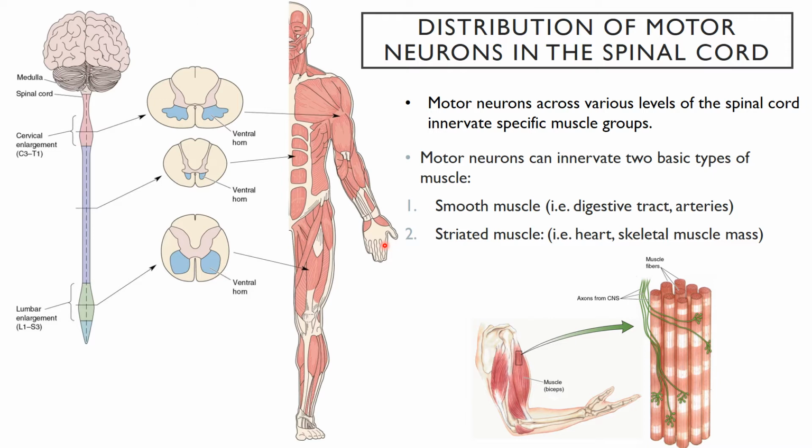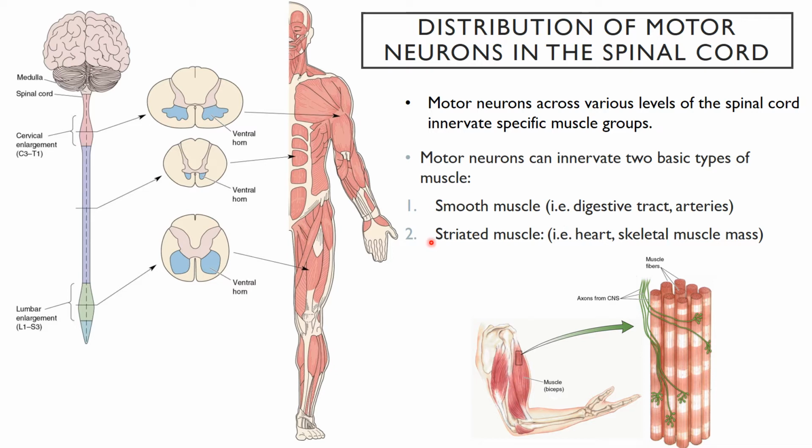The motor neurons within the spinal cord can innervate two basic types of muscle. Smooth muscle, which are the kinds of muscle fibers that make up the digestive tract, arteries, and glands, for instance. These are all involuntary control of smooth muscle. In fact, we're not really going to talk about this much. We will touch on it a little bit when we talk about stress and control of glands, but mostly we're not going to talk about motor control of the digestive tract, because a lot of that is just involuntary.